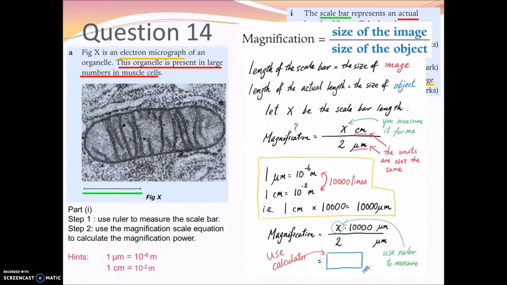So we use this equation to calculate the magnification: magnification is equal to the size of the image divided by the size of the object. In this question, the scale bar represents the size of the image, because when we see this electron micrograph, that's what we see, zoomed in. And the actual length is the size of the object. So magnification is equal to the length of the scale bar divided by the actual length.